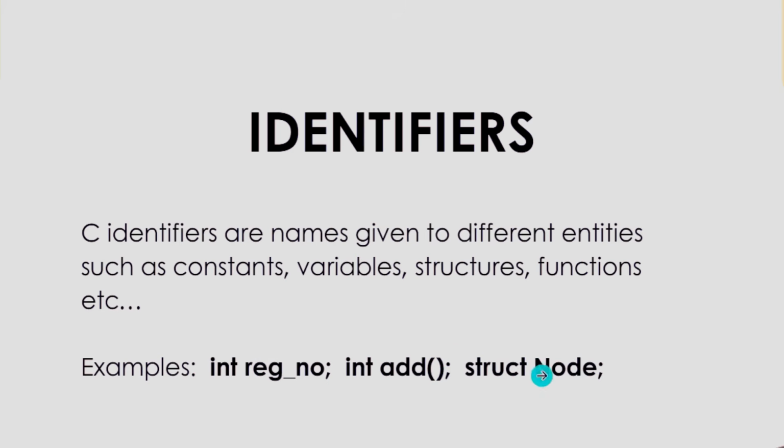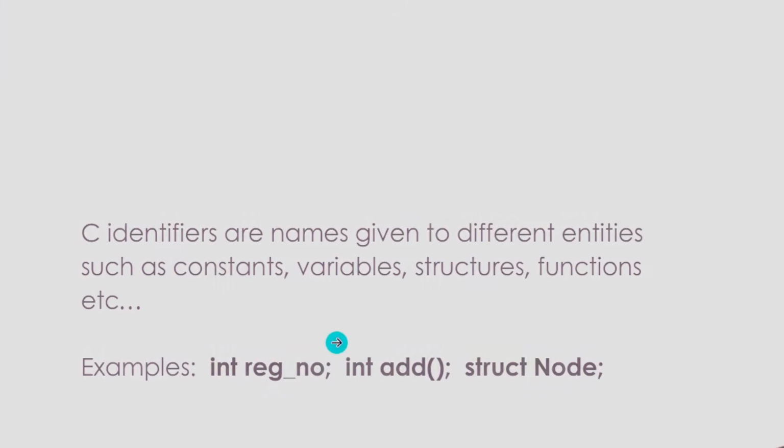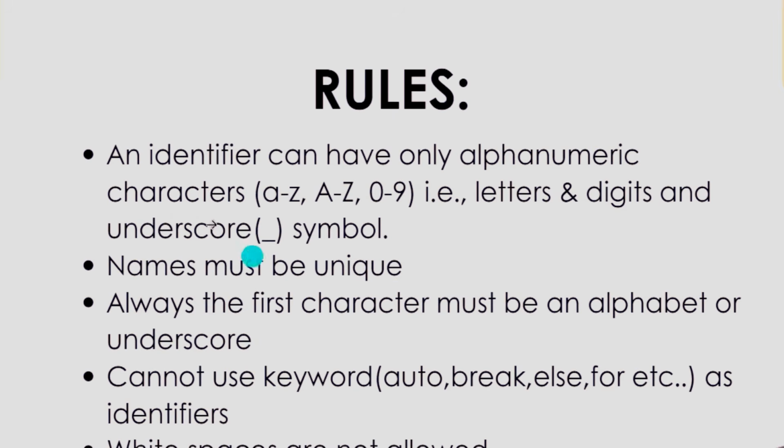So in these three, we have defined names called reg_no, add, and node. So these three are the identifiers, the names which we have given to different entities called the variable, the function and the structure. So these are called identifiers in C. So let's see some of the rules for these identifiers.